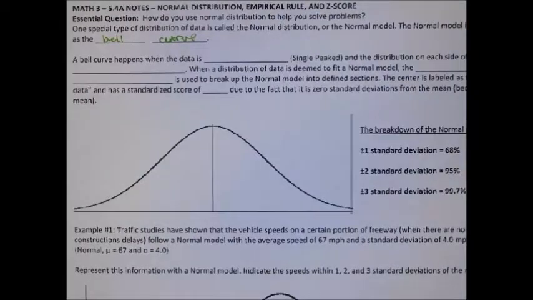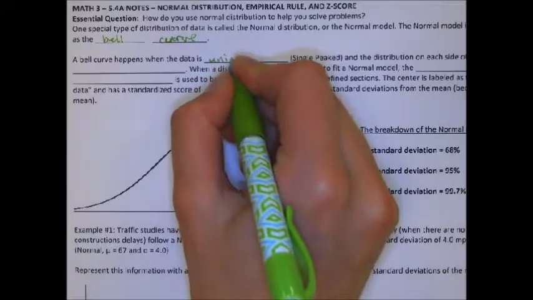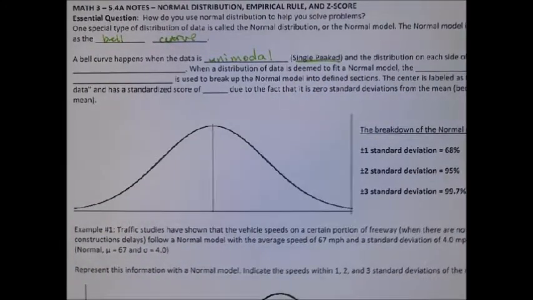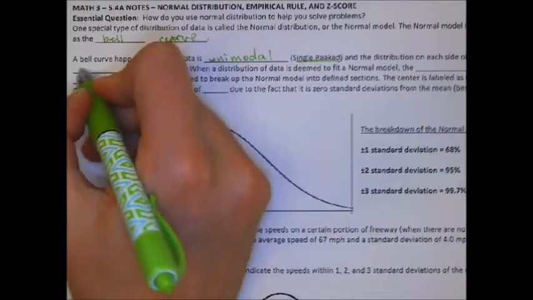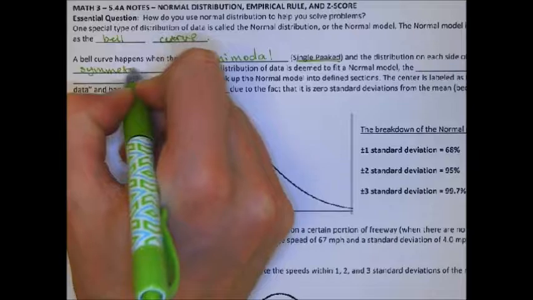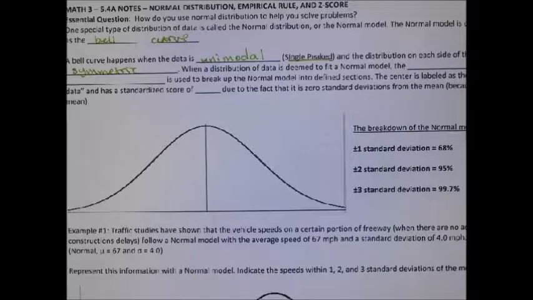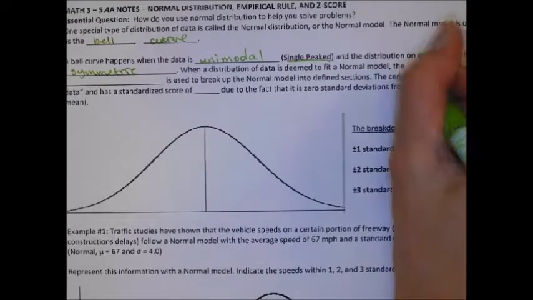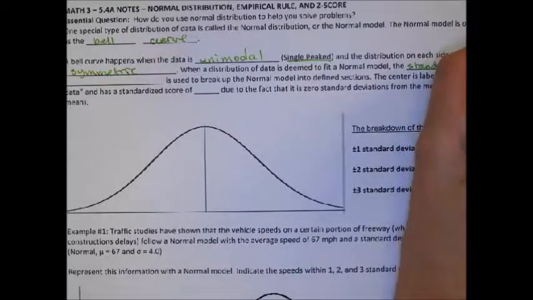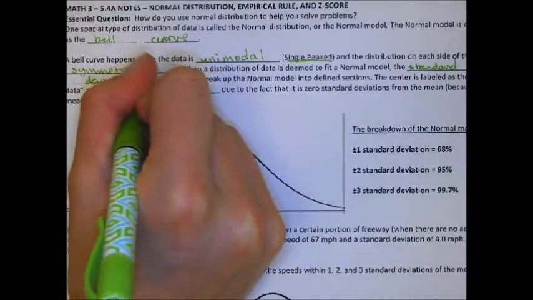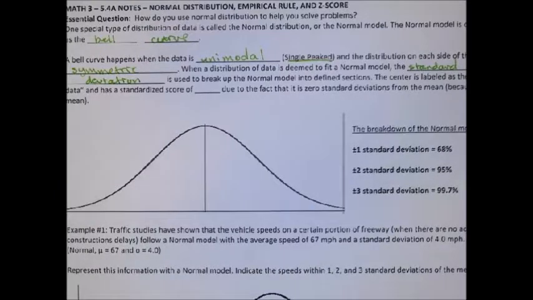A bell curve happens when the data is unimodal, or it's single peak. So as you can see, we have one peak. And the distribution on each side of the peak is symmetric. So we have half over here, half over there. When a distribution of data is deemed to fit a normal model, the standard deviation is used to break up the normal model into defined sections.